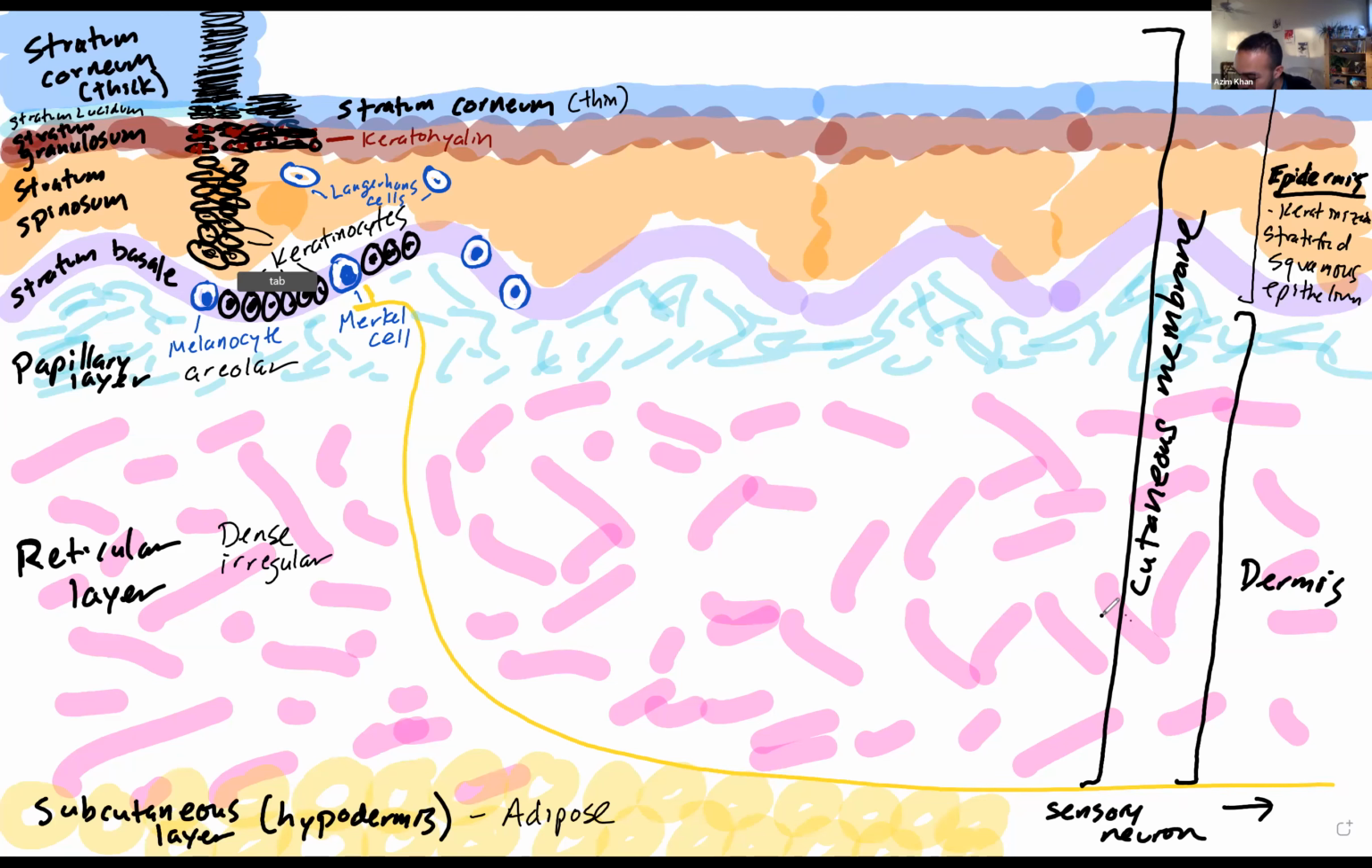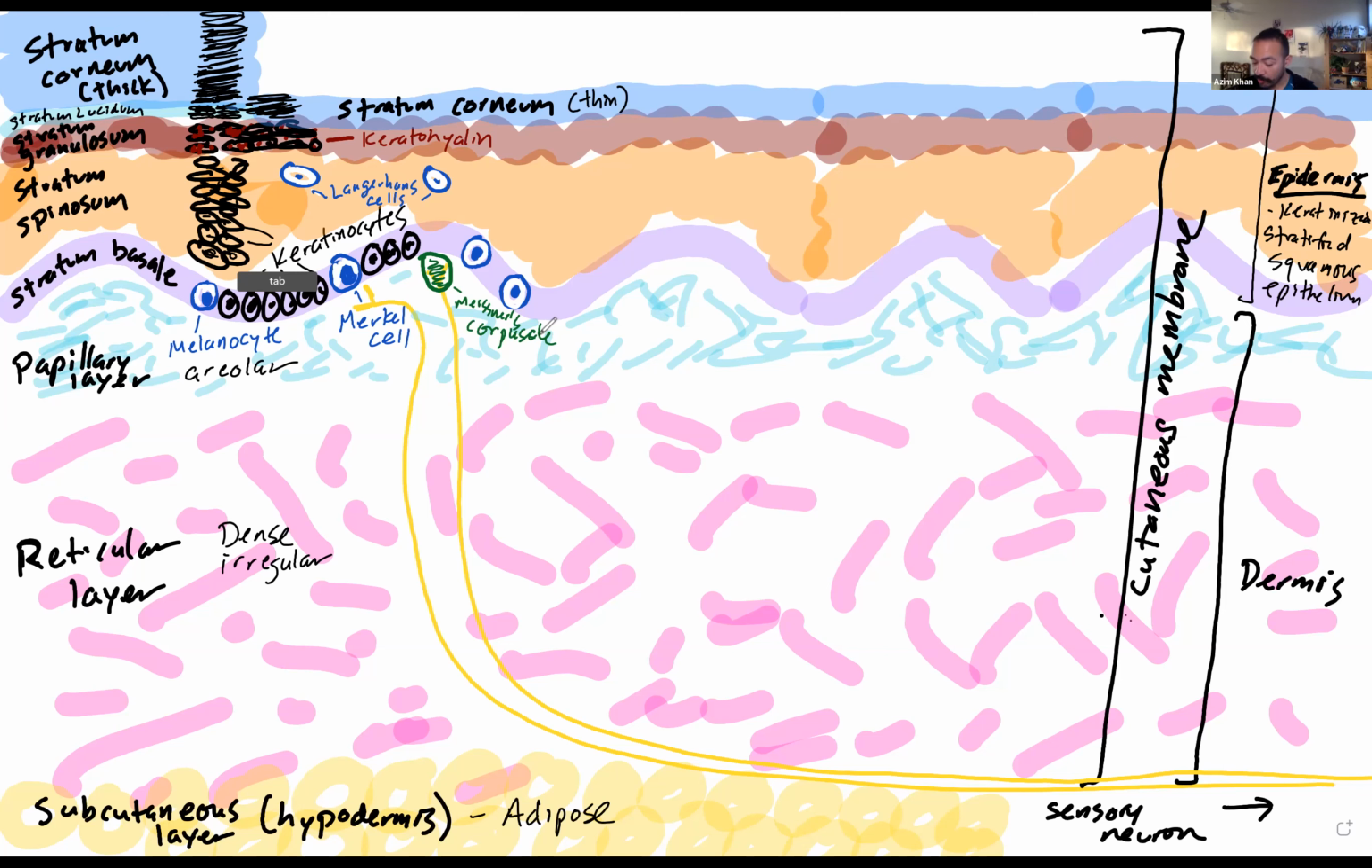In the papillary layer, we'll have to make some space, but let's add a nerve ending. And a Meissner's corpuscle has an oval shape and then kind of squiggles around. So that's surrounding, let me do that again. It's surrounding the nerve ending. It's a Meissner's corpuscle.